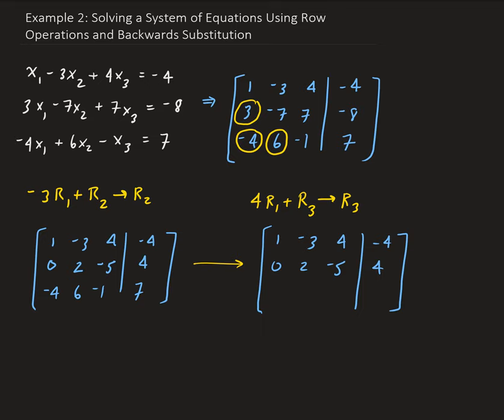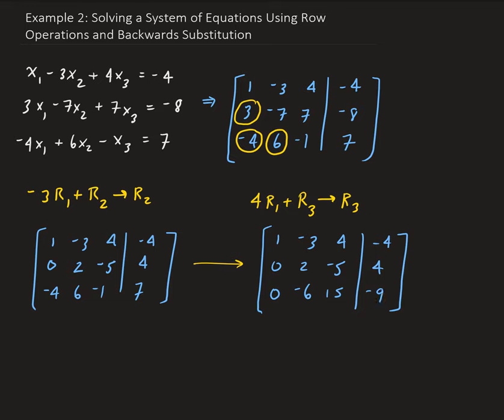For the third row, we have 4 times 1 minus 4, which gives us 0, obviously. Then 4 times negative 3 gives us negative 12, and negative 12 plus 6 gives us negative 6. Then 4 times 4 is 16, minus 1 gives us 15. 4 times negative 4 gives us negative 16, plus 7 gives us negative 9.